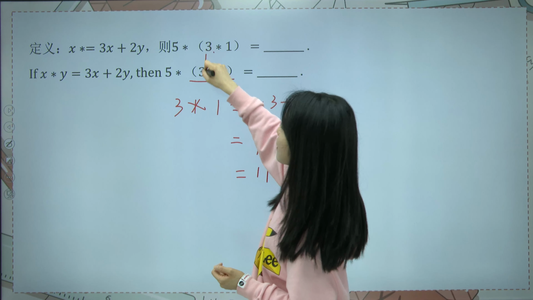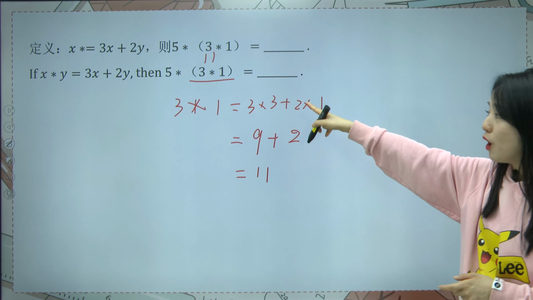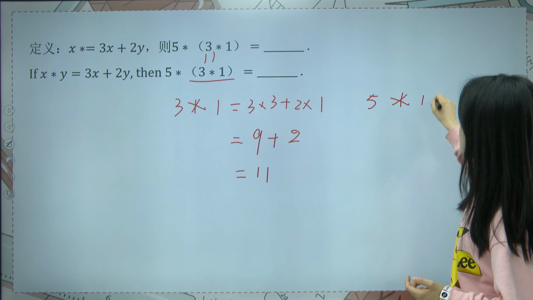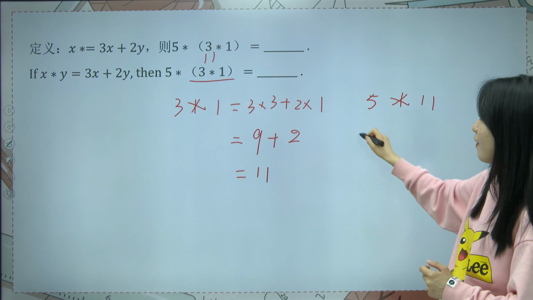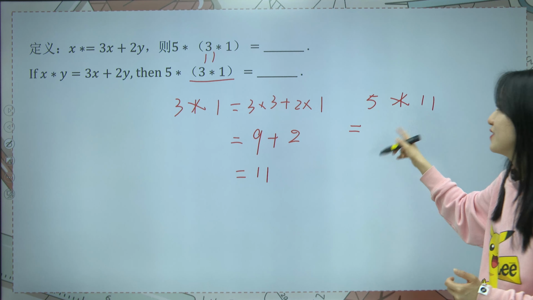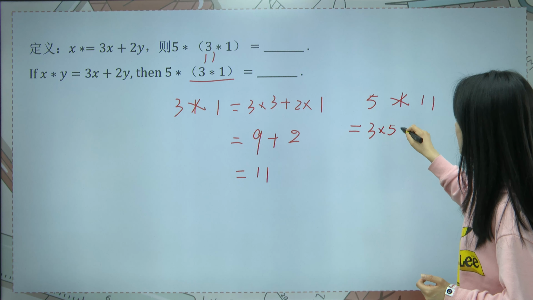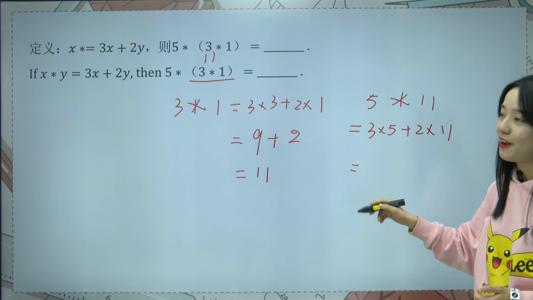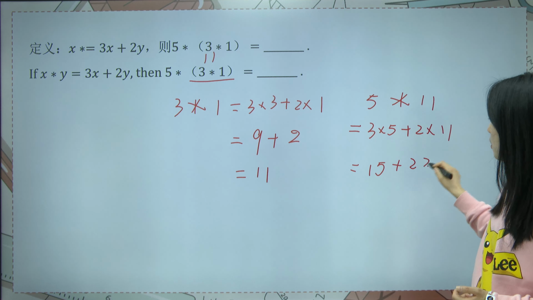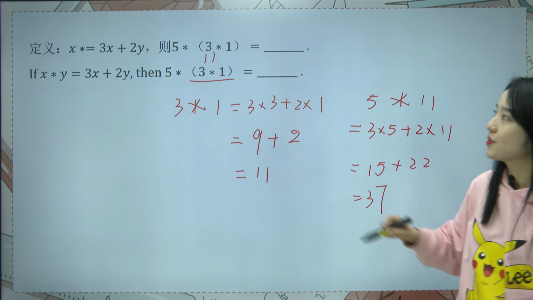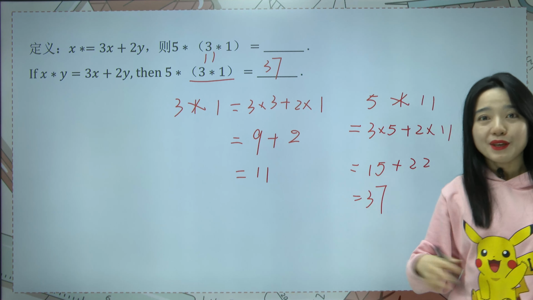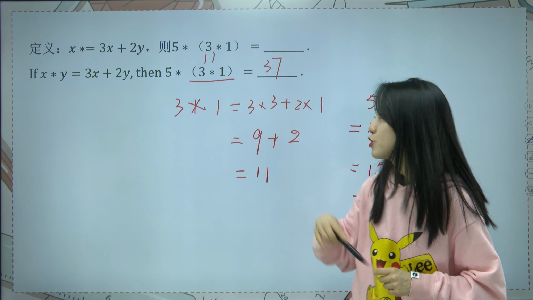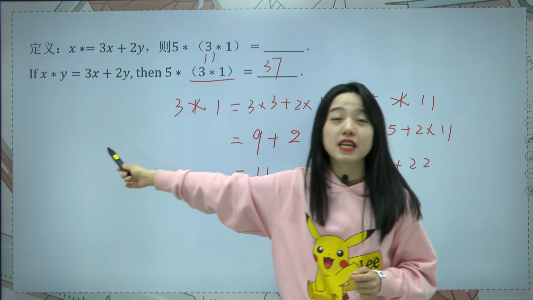Now we know inside the brackets that is 11, so it becomes 5 asterisk 11. That means we have to replace x by 5 and y by 11. So that is 3 times 5 plus 2 times 11. It's normal operations now. 15 plus 22, we can get 37 as the answer. You see, when you see the normal sign, just follow the normal rule. When you see a special sign, just follow the rule it gives in the question.